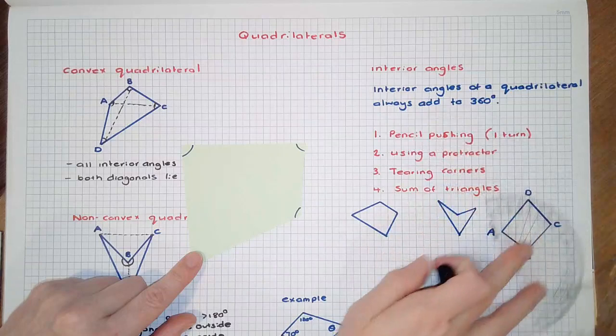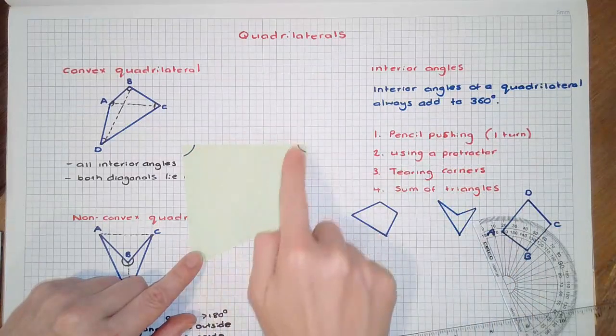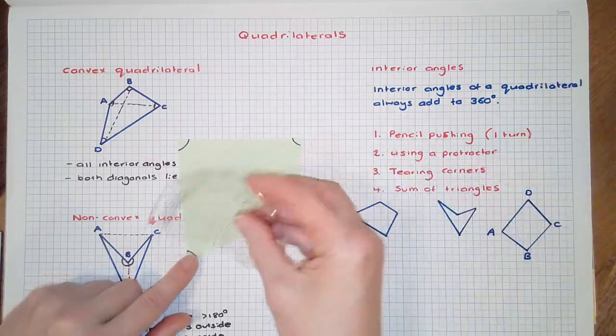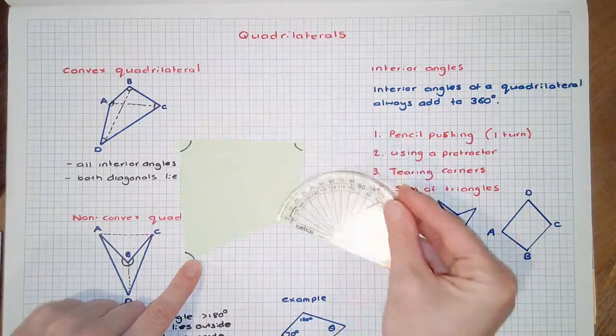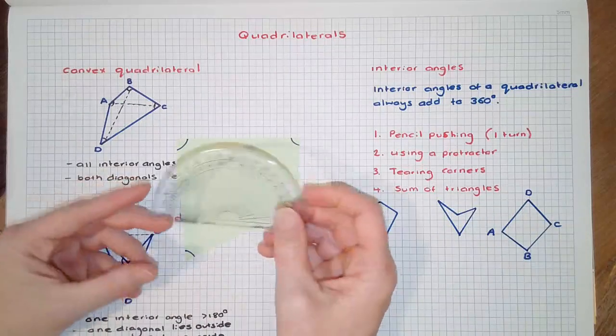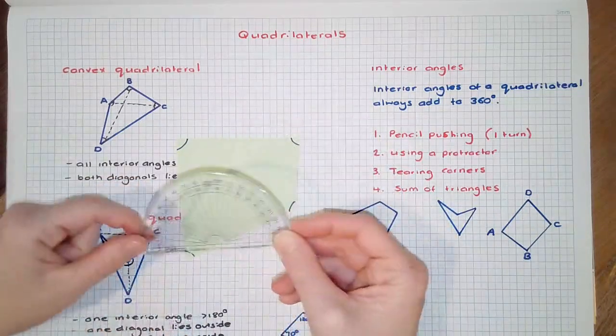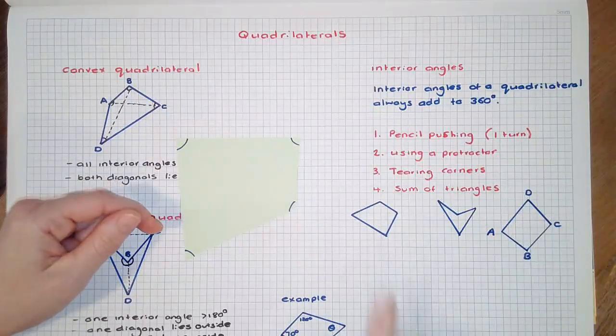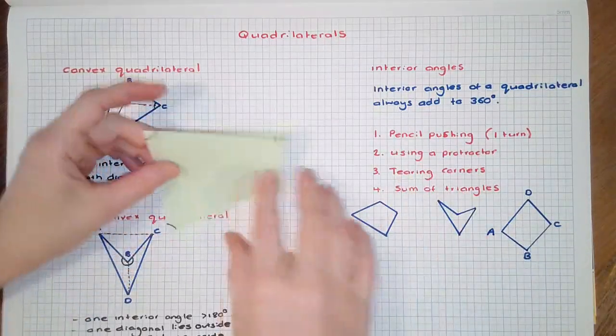The second way to demonstrate that the interior angles add to 360 is by simply using a protractor. If I measured all the angles of this quadrilateral, we would see they add to 360. In fact, if I create any quadrilateral using a protractor, I would see that the angle sums add to 360 degrees. The third way is tearing the corners.